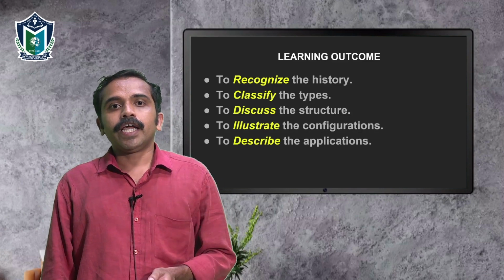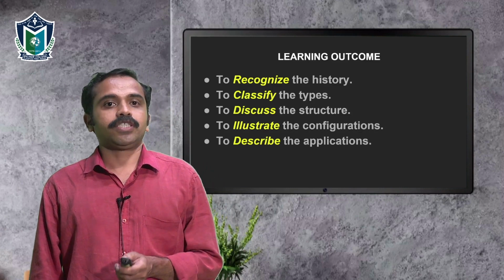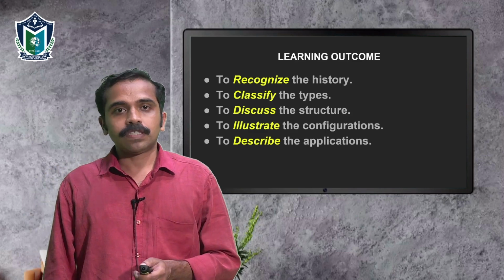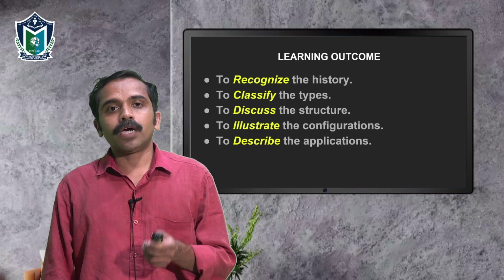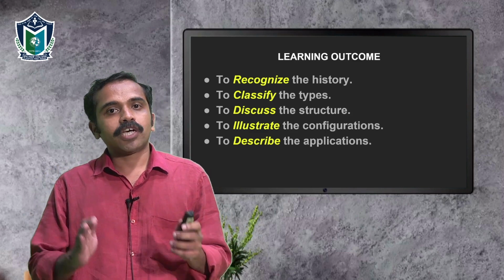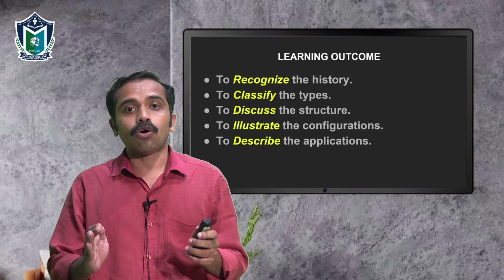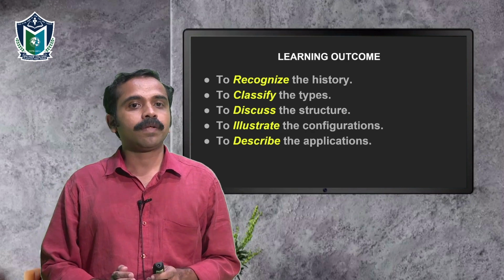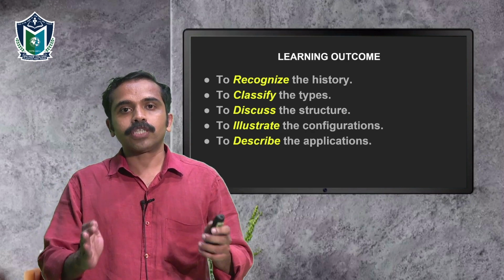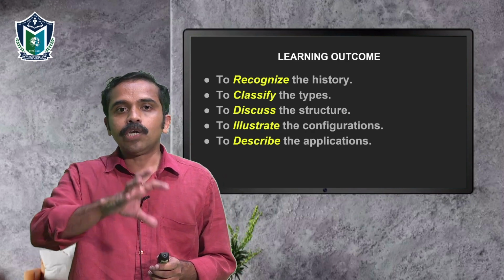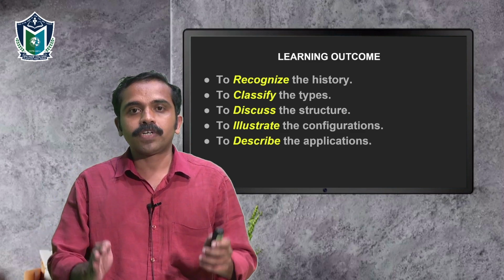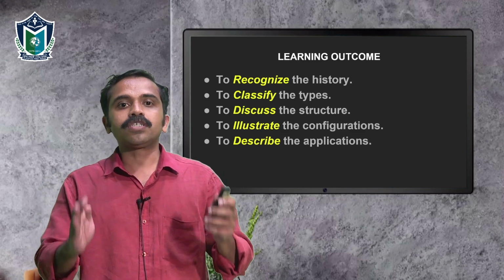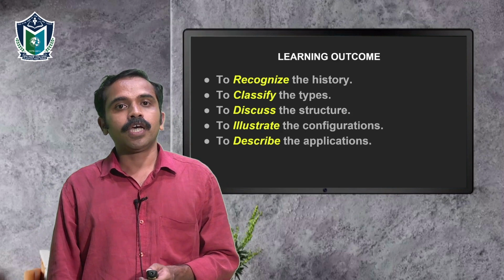These are the learning outcomes of the session. By the end of this session, students will be able to recognize the history and importance of the transistor, to classify the types of the transistor, to discuss the structure of the transistor, to illustrate the configurations of transistor connections, to describe the applications of the transistor.